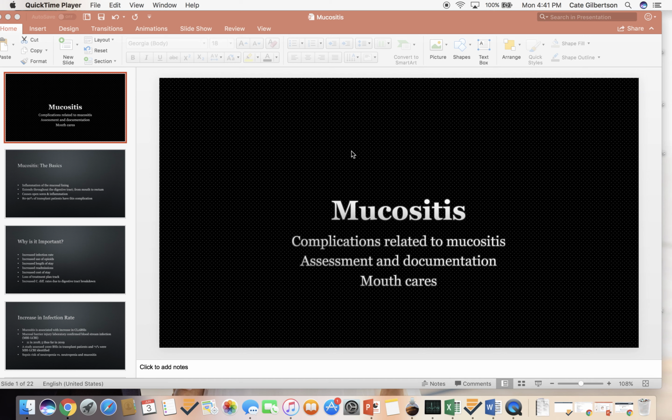For this year's unit-based competency for both float pool and Unit 4, we're going to be discussing mucositis. This topic came about from both Elaine and Anne wanting to look at our rates of mucositis, and figure out how we could decrease both our rates and also the complications related to mucositis.